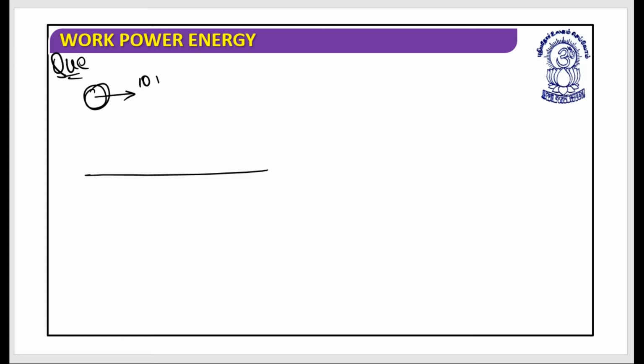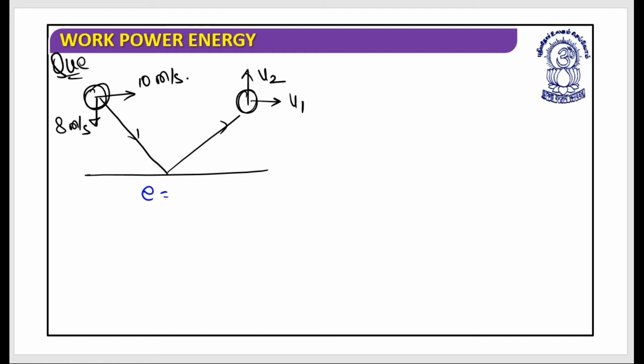This velocity has been given as 10 meters per second. This velocity has been given as 8 meters per second. It is moving in this fashion, moving in this, and it is going to move on this. Yes. So let's suppose this is v1, this is v2. The coefficient of restitution of this body is given as 1 by 2, which is 0.5.